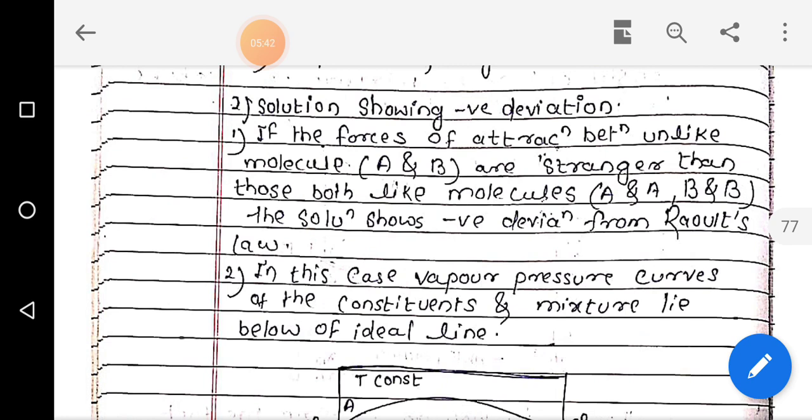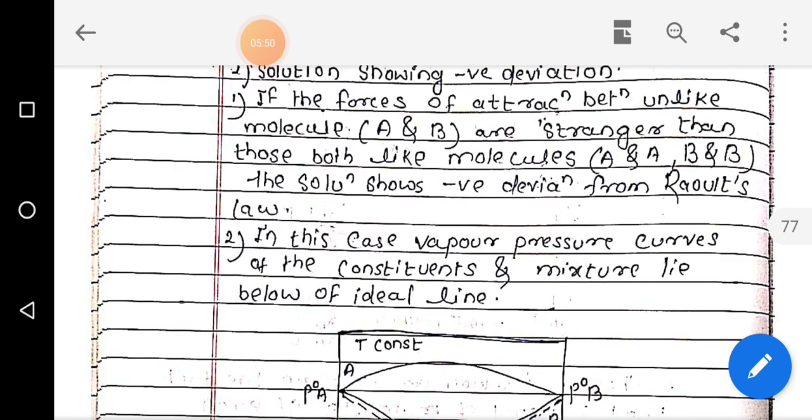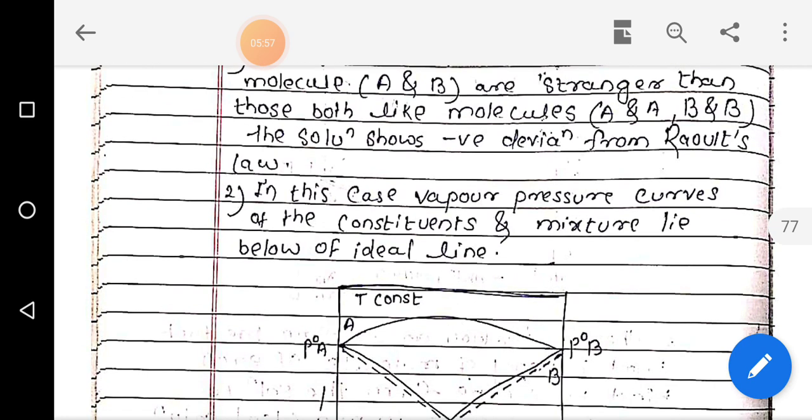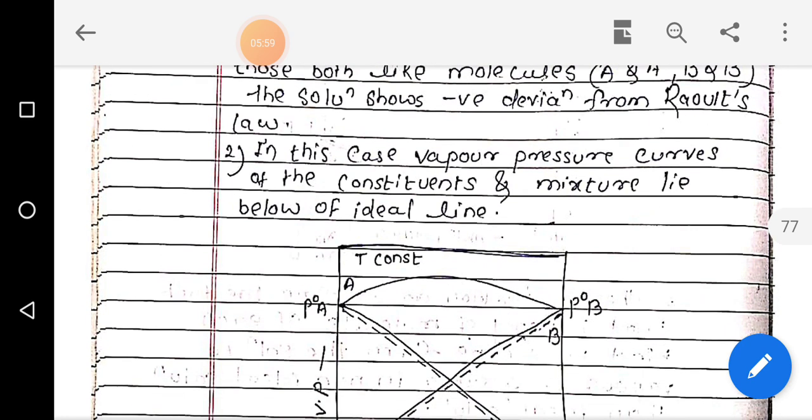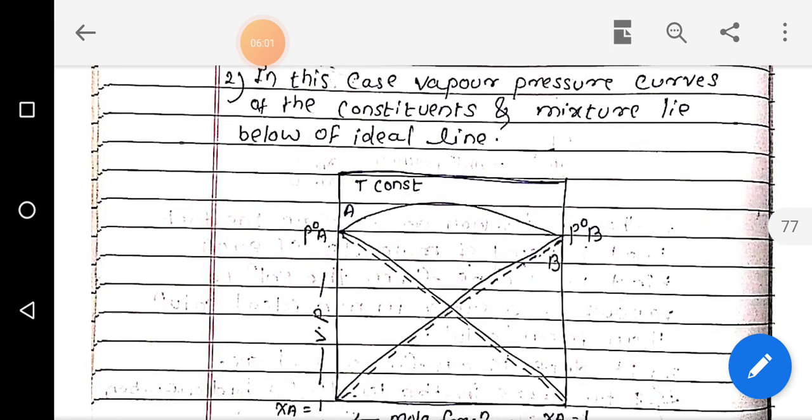If the forces of attraction between the unlike molecules are stronger, the first case is the weaker and the second case is the stronger than those between the like molecules A and A and B and B. The solution shows negative deviation from Raoult's law. In this case, the vapor pressure curves of the constituents and the mixture lie between the ideal lines.